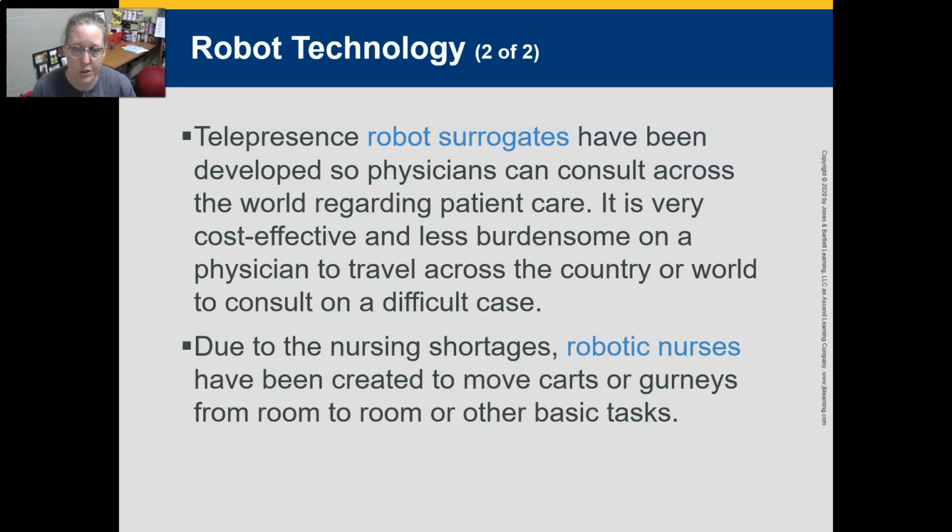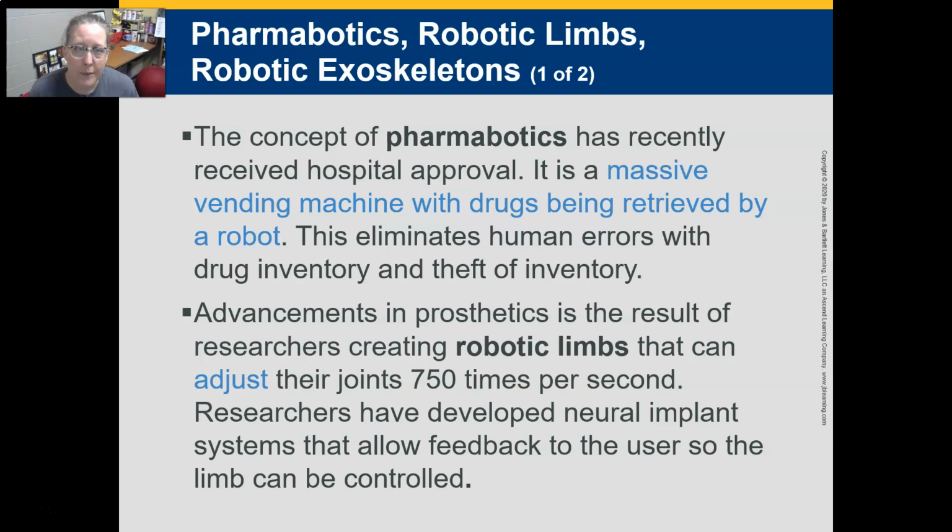Due to the nursing shortages, there are also robotic nurses. They've been created to do menial tasks like moving carts or gurneys from room to room or other very basic tasks that need to be done. And then we also have pharmabotics. So it has recently received a hospital approval. So it's a massive vending machine with drugs that is being retrieved by a robot instead of a human.